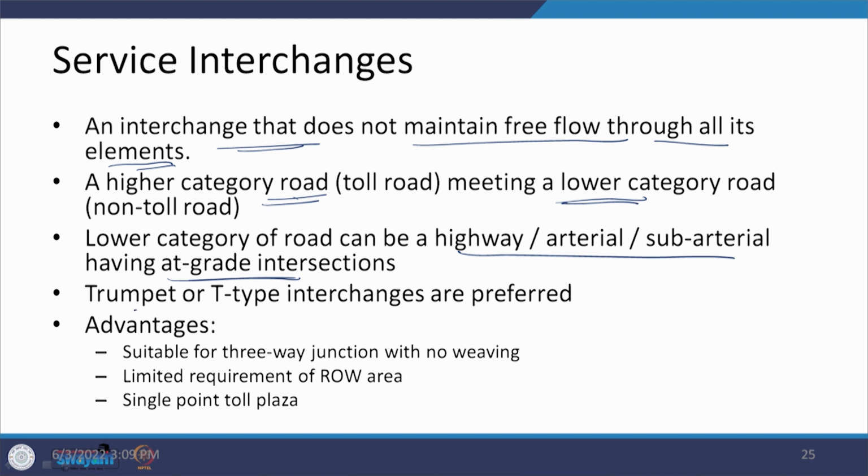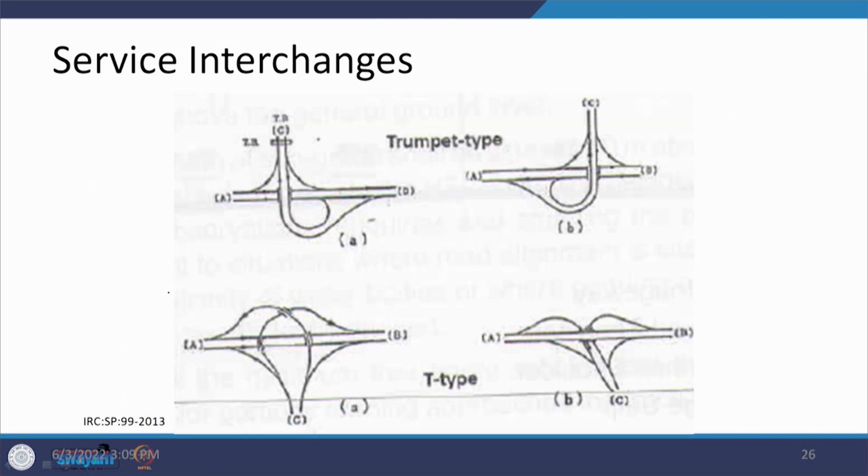The examples can be like Trumpet or T type interchanges, etc., and they are suitable for three-way junctions with no weaving. Limited requirements of right of way are there, and a single point toll plaza is another thing which can be provided when we are looking at these T types of Trumpet type of designs. So you can see here the designs being shown. This is a Trumpet type of design. This movement is coming from here, there is a left turning allowed, and there is a straight movement going on in this form.